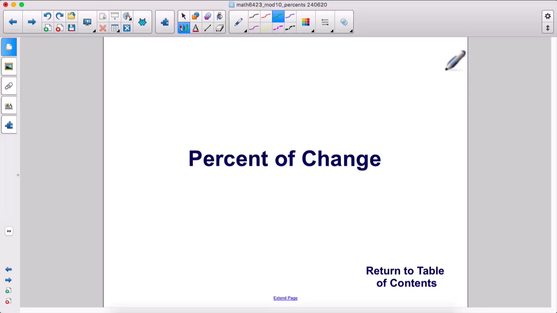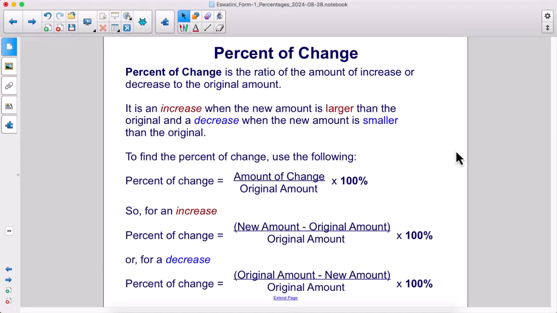Percent of change. Percent of change is the ratio of the amount of increase or decrease to the original amount. It is an increase when the new amount is larger than the original, and a decrease when the new amount is smaller than the original. To find the percent of change, use the following.